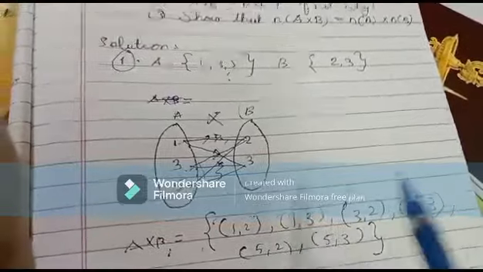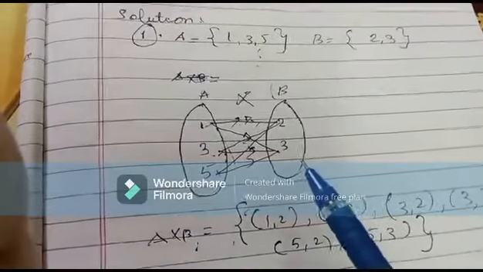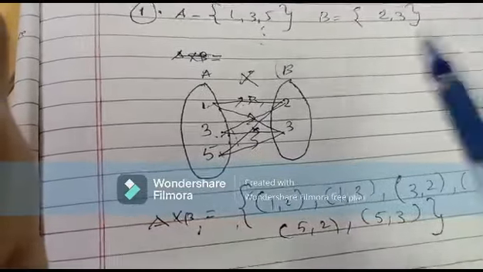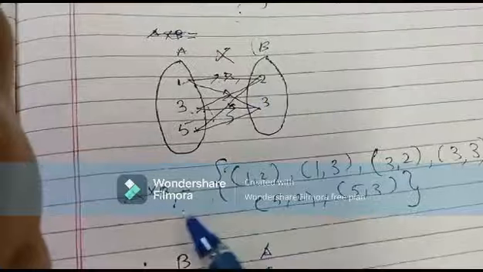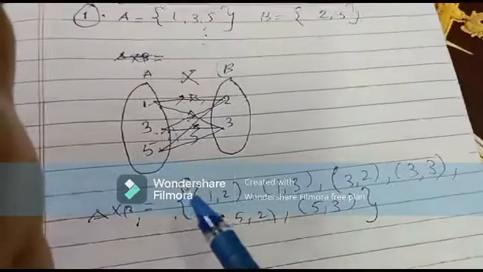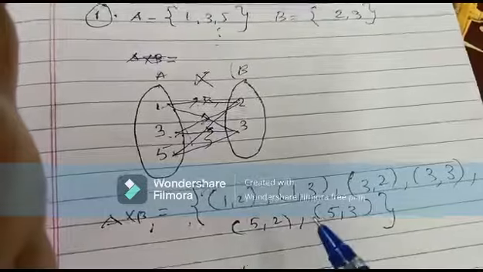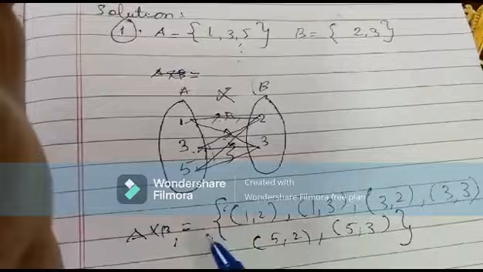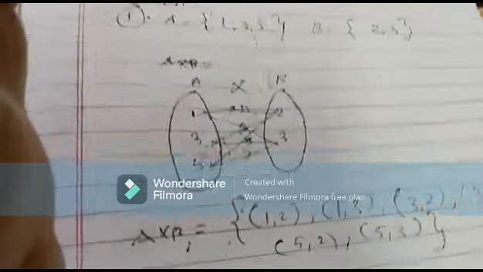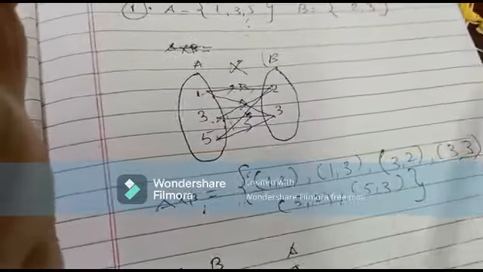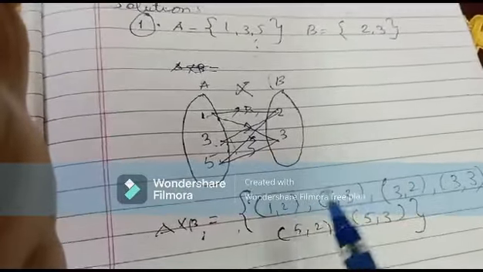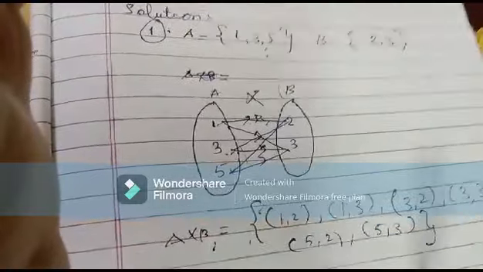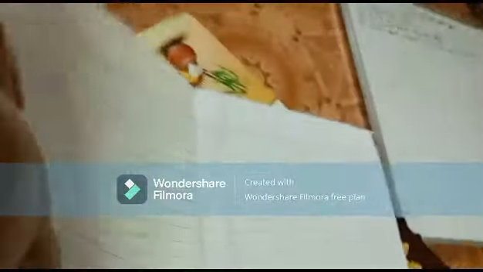Okay, n of A cross B means the number of elements. We already found out A cross B and B cross A, and we also proved A cross B is not equal to B cross A, right? So this is A cross B that we already found out, and we have to count the number of elements in A cross B. 1, 2, 3, 4, 5, 6. So there are 6 elements in A cross B. So n of A cross B is 6.